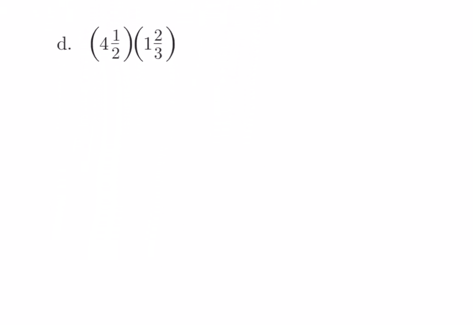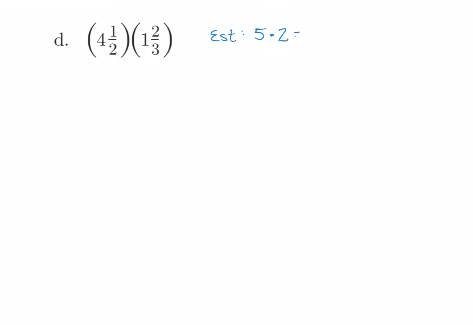All right, one more problem for multiplication, and then we'll move on to division. Let's start with our estimate. 1/2 is at least half, so we're going to round 4 1/2 up to 5. 2/3 is bigger than 1/2, so we're going to round up to 2. We get 5 times 2 is 10.